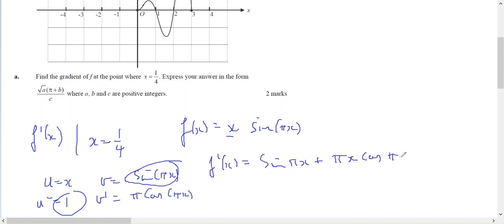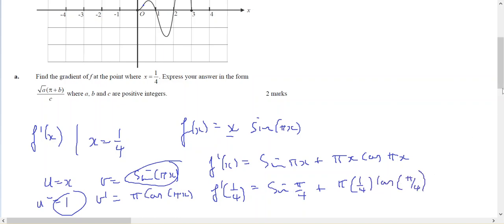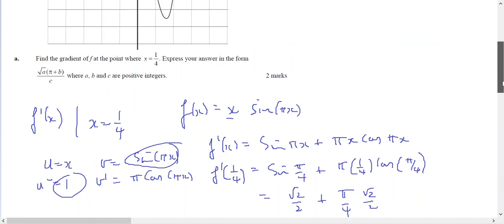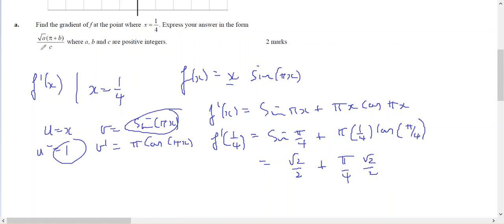Which means that f dash of 1/4 will equal the sine of pi on 4 plus pi times 1/4 times the cos of pi on 4. And the sine of pi on 4 is root 2 on 2, plus pi on 4 times root 2 on 2, because the cos of pi on 4 is also root 2 on 2, and I've got to put it in this form here. So I've got root 2 on 2 plus root 2 pi on 8.